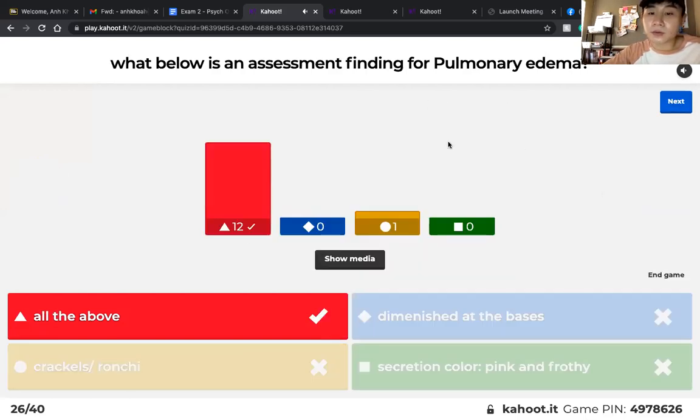Awesome. So all of these are assessments that we can find in a patient who has pulmonary edema. Secretion color is pink and frothy. This is because the alveoli are so full of fluid that they burst, and then it causes bleeding, so that the patient excretes blood and frothy sputum.